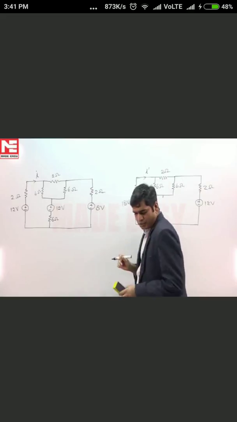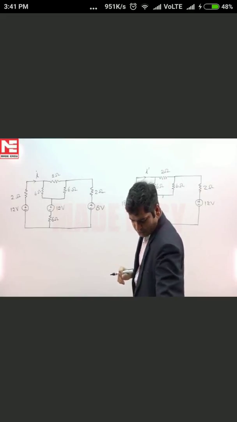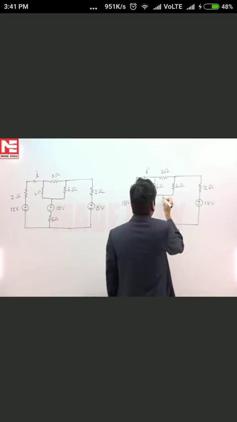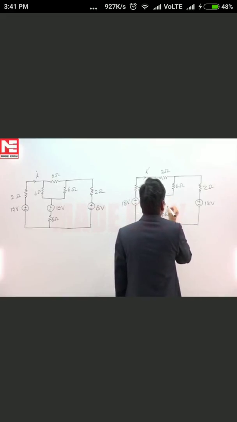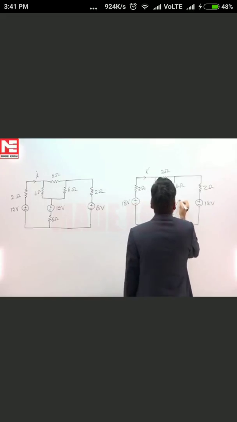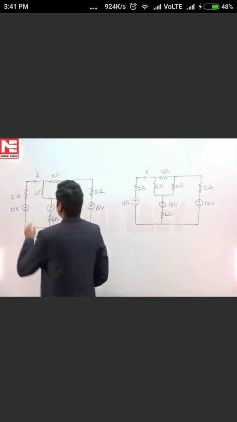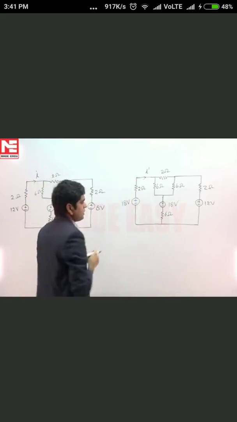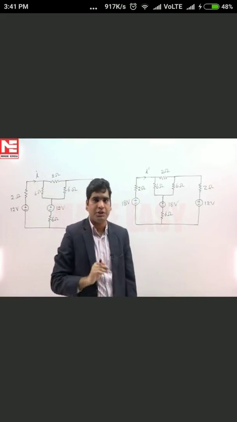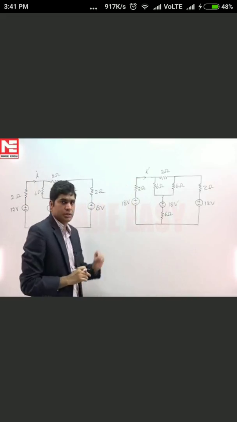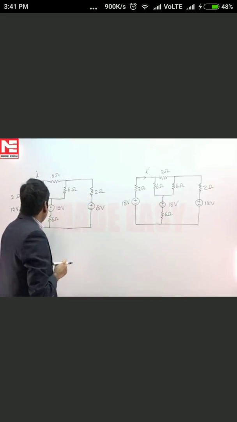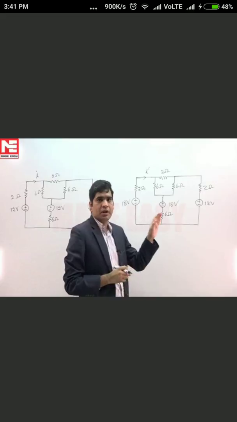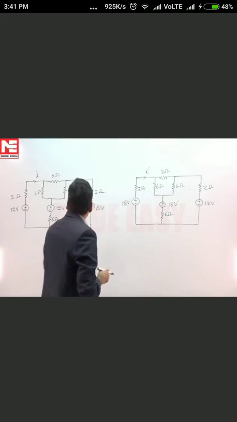If we convert current source into voltage source and resistance, then we have this 6 ohm and 18 volt. Now we have to calculate the relation between I and I dash. We need not calculate anything. Both of the networks are same with one simple modification. That is, every source has been multiplied by 1.5.